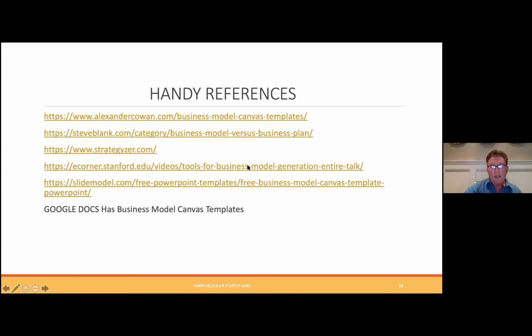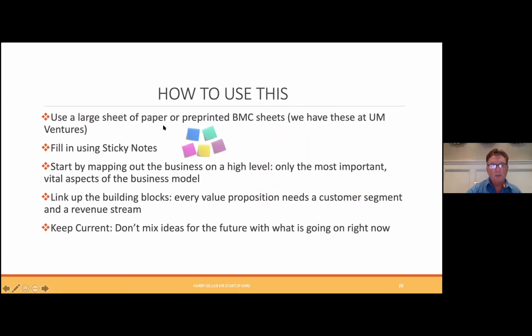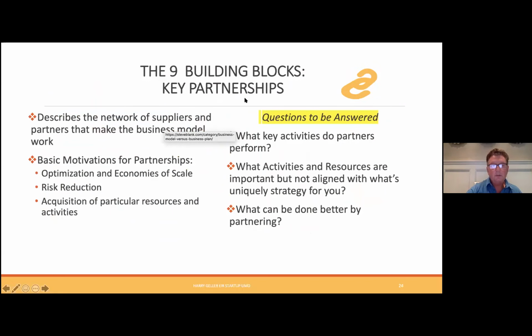So Wendy, did I have questions? Yes. Could you review the questions on the key partnerships? Thanks. I missed that part. Key partnerships. Sorry.